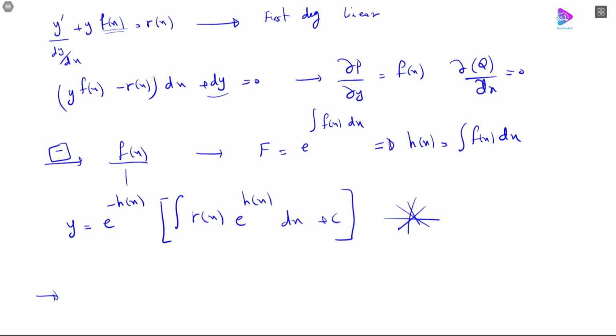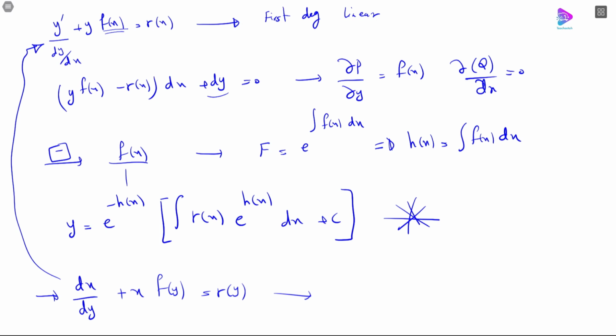Also remember, if we have the equation dx over dy instead of y prime, let's put it this way: dx over dy plus x f(y) is equal to r(y). Then in the equation above, swap x to y. Simple as that. So now let's take a look at some examples. The examples are fairly simple and straightforward.